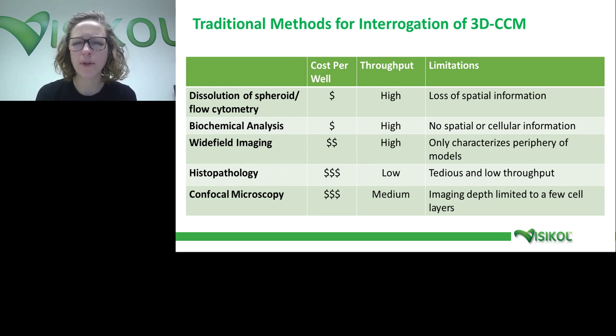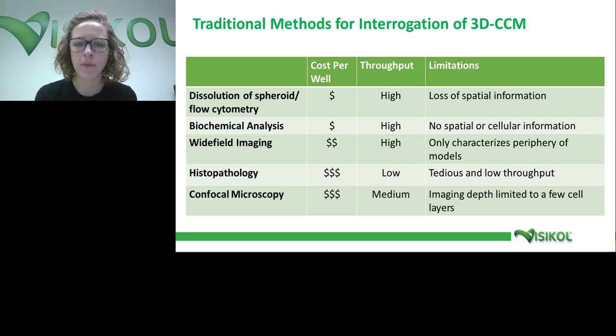But a lot of the time, you're not getting any spatial or cellular information. Similarly, you can dissolve the spheroid and use immunolabeling based approaches or other dyes and use flow cytometry to evaluate your cells. So you get some cellular information here, but again, you're losing this spatial organization of that larger 3D structure.